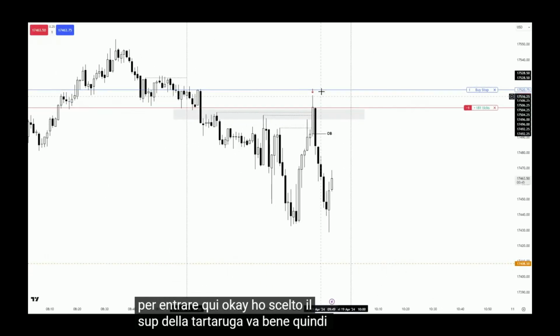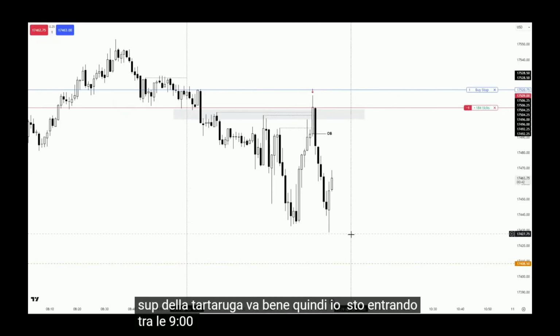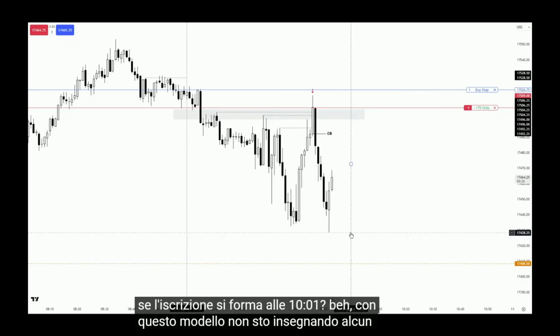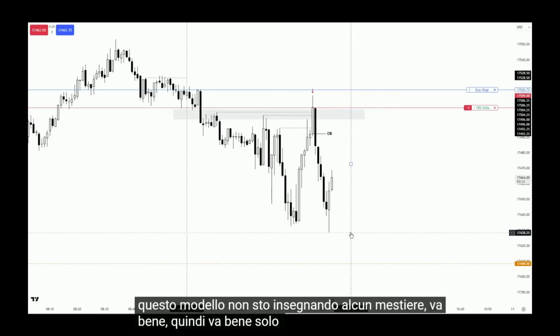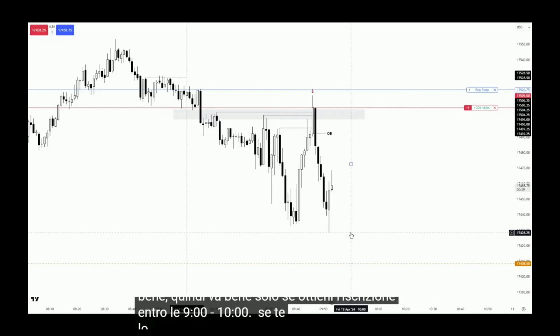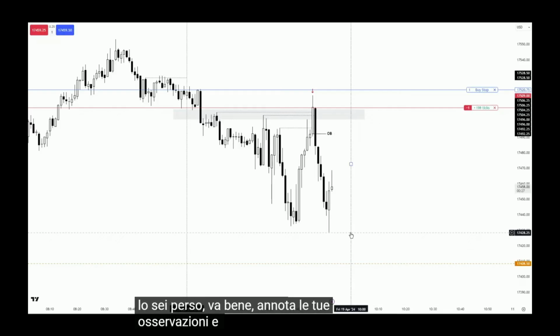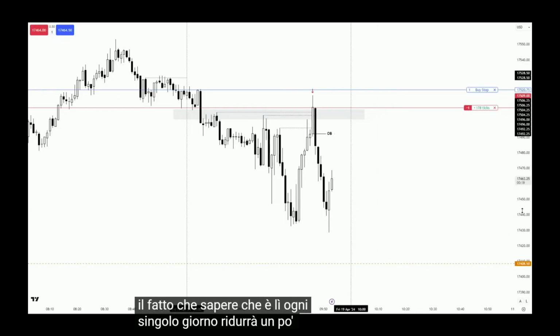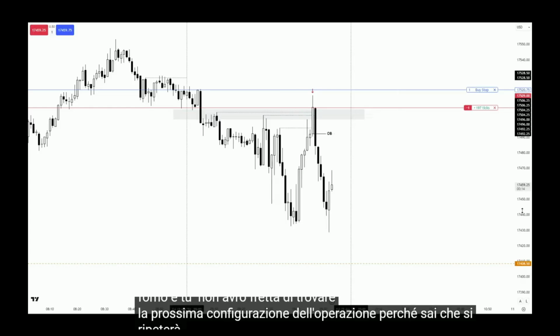All right, so I'm entering between the 9 to 10 o'clock hour. What happens if the entry forms at 10:01? Well, with this model, I'm teaching no trade. So if you get the entry within the 9 to 10 o'clock hour, good. If you missed it, that's okay. Journal your observations and come back another day. The goal isn't that you should be trading every single day. It's more so the fact that knowing it's there every single day, it'll reduce a little bit of FOMO, and you won't be rushing to find the next trade setup because you know it will always repeat.